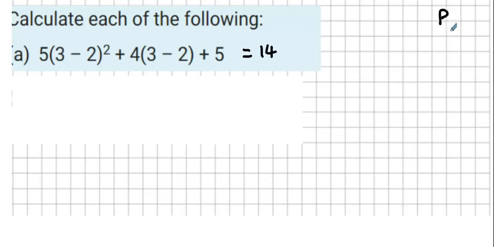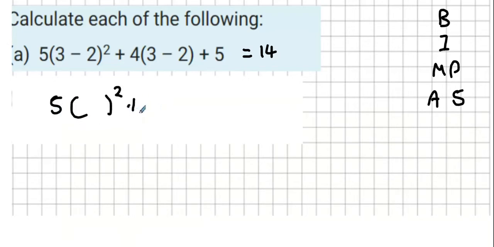So we're going to use BIMDAS. BIMDAS, okay? Now, what does B stand for? Stands for brackets, doesn't it? Bobby, I only want you to do the brackets. What's in the brackets? Yeah, what's 3 take away 2? And what's 3 take away 2 again? 1. Everybody cool with the first step?